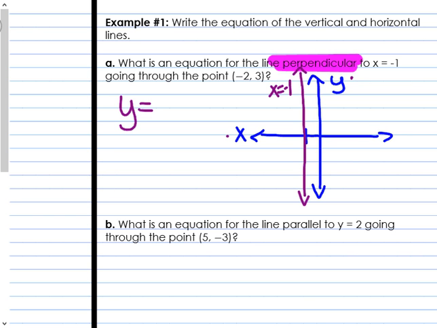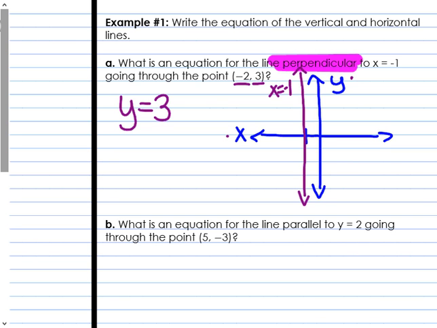Okay, so y equals... okay, so sorry about that. We already have our vertical line. We need a horizontal line because it needs to be perpendicular, so it's going to be a y equals. Which of these is the y coordinate? Is -2 the y coordinate, or is 3 the y coordinate? 3 is the y coordinate. So the equation of the line would be y equals 3.